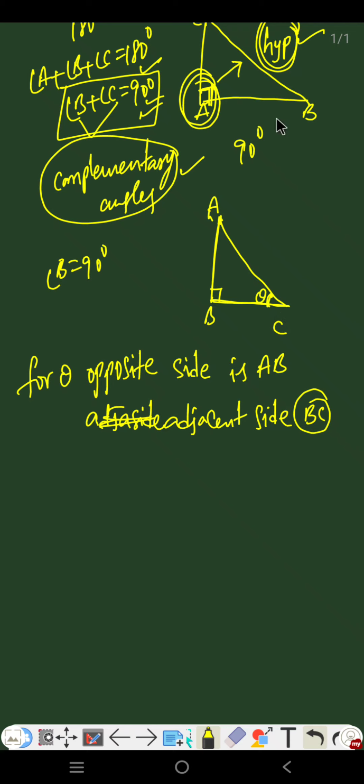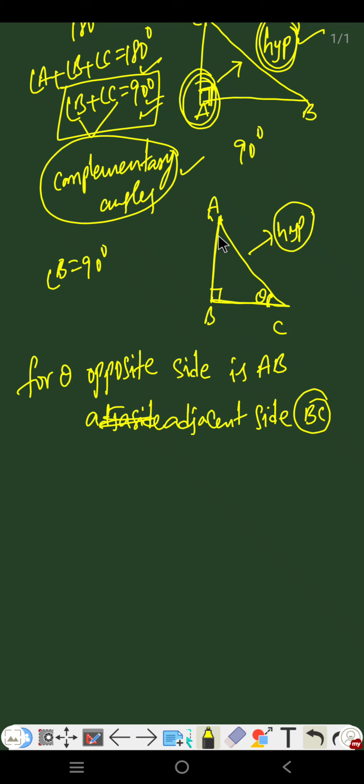But AC already has a particular name. It is called the hypotenuse. Don't consider it as either opposite or adjacent. So in the three sides of the triangle, the side which is opposite to 90 degrees is the hypotenuse. In the remaining two sides only, we should select the adjacent side and opposite side based on the theta value, based on the angle value.